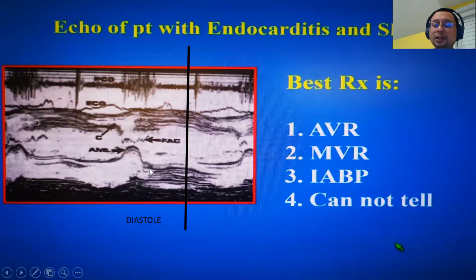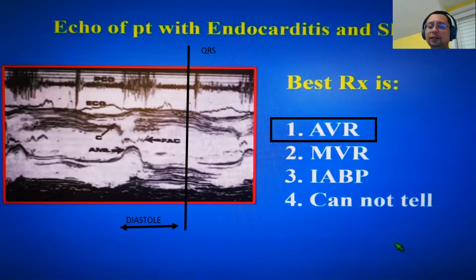How do I know that the patient has aortic regurgitation? This shaggy line here in the LVOT is actually a vegetation that goes in and out of the left ventricular outflow tract. So this is severe acute aortic regurgitation secondary to infective endocarditis. Obviously, the treatment should be aortic valve replacement. It is not MVR because we are not dealing with the mitral valve. It is not IABP. Never put an IABP in a patient with regurgitation. It will make the regurgitation worse.